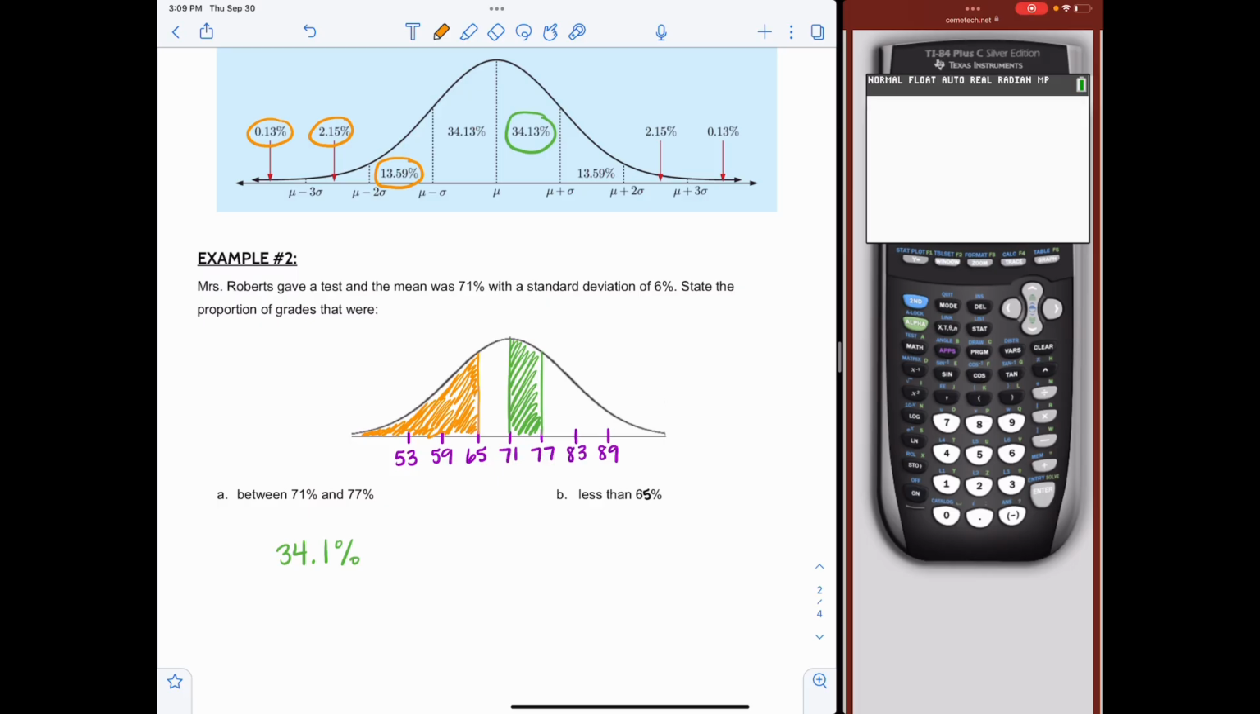So when I add them, I will end up getting the following: 0.13 plus 2.15 plus 13.59. I end up getting approximately 15.9 in 3 sig fig.